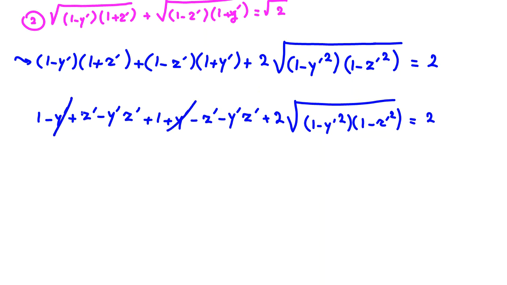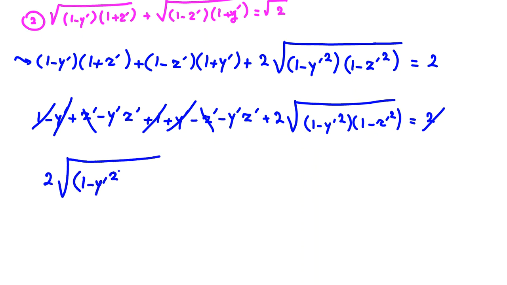Here, y prime, negative y prime, z prime, negative z prime. 1 plus 1, 2. With 2, you can cancel. Now, I want to get rid of this square root, so I take all things except these to the right-hand side. So we can say 2 times the square root of (1 minus y prime squared) times (1 minus z prime squared) is equal to 1 minus y prime z minus y prime z, negative 2y prime z. If you take it to the right side, it will be 2y prime z prime.